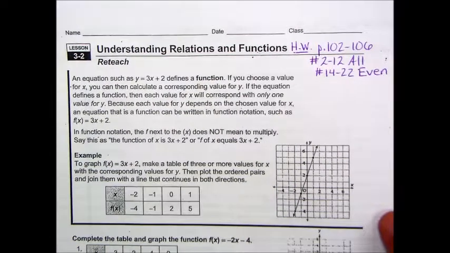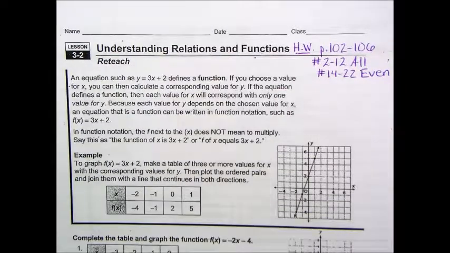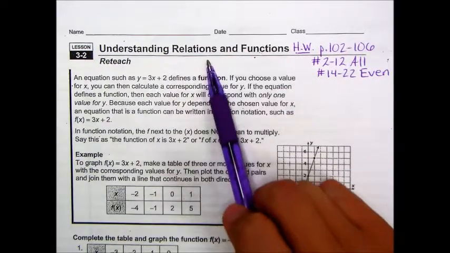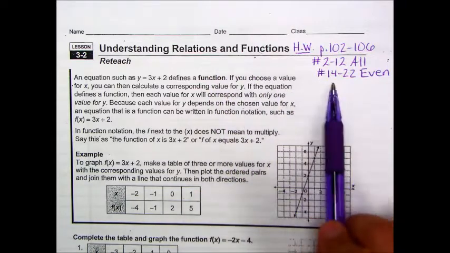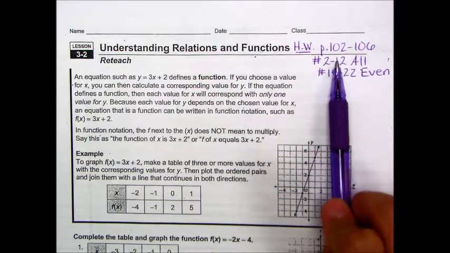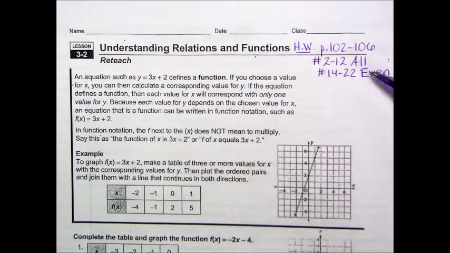Okay, today we're going to learn lesson 3.2, and the title of this is Understanding Relations and Functions. The homework going with this lesson is on pages 102 to 106. We're going to do 2 through 12 all, and then 14 through 22 even.